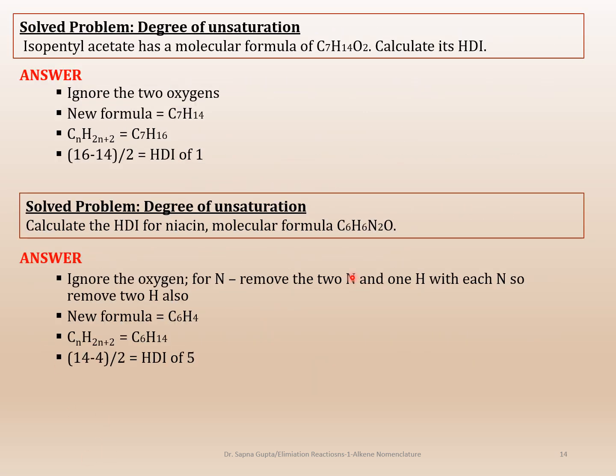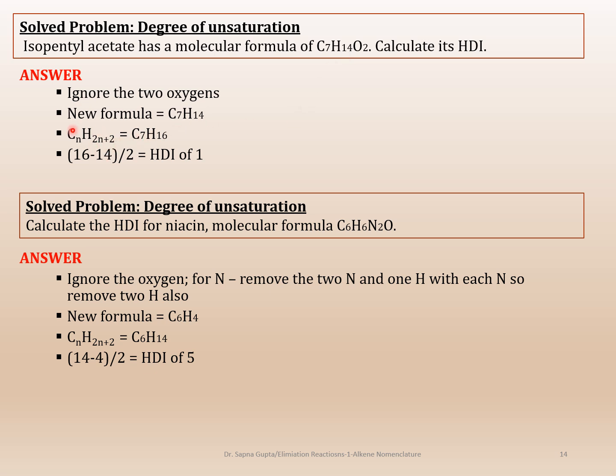Here are some calculations for calculating the degree of unsaturation. So here is an acetate, and the molecular formula is C7H14O2. Calculate the HDI. Oh my God, I wrote HDI. All right, anyway, degrees of unsaturation, whatever it is. So ignore the 2 oxygens, because that's what we decided in the previous slide. So the new formula is just C7H14.